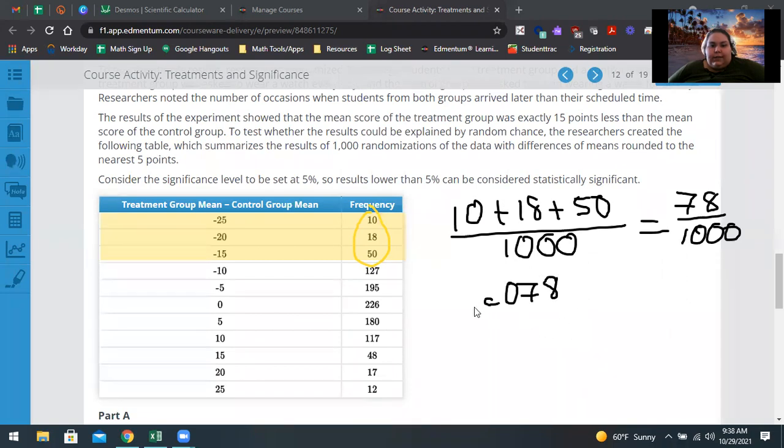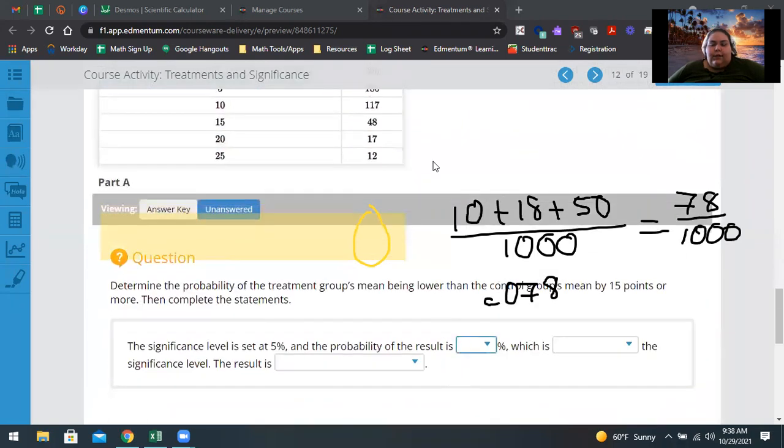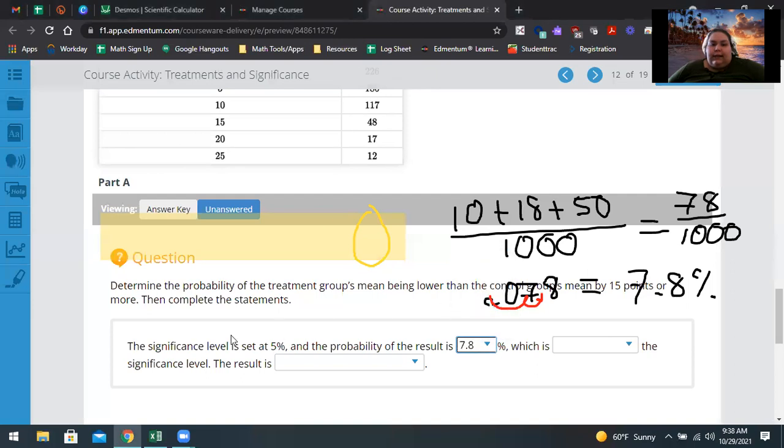Now down below, it's asking us for the percent. So you move that decimal over 2 places to the right. So we go 1, 2, it's between 7 and 8. So our percent here is 7.8%.